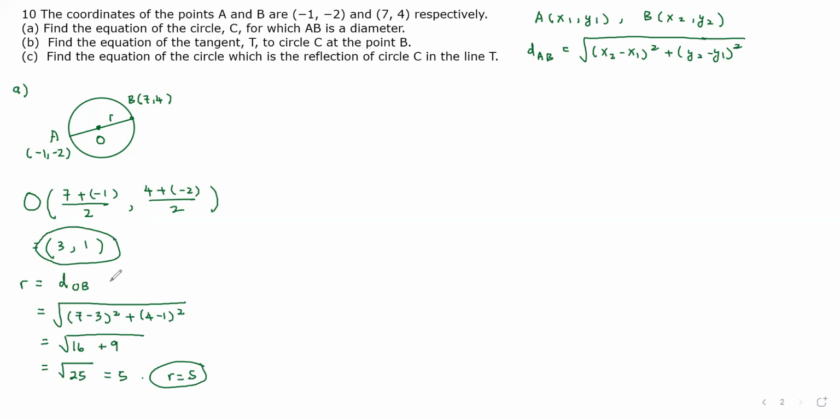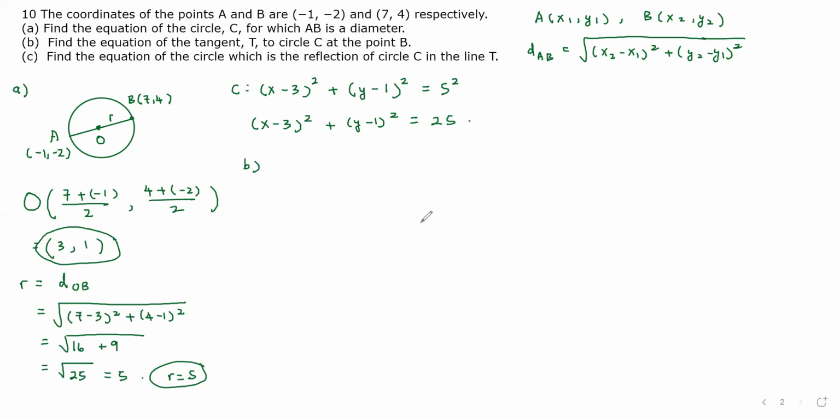And you also have the center here. This is the coordinates of the center. Then the equation of the circle is given by x minus the x coordinate of the center, square it, and then you have y minus the y coordinate of the center, square it, and that is 5 squared. So you can write this as the square of x minus 3 plus the square of y minus 1 equals 25. That gives you the equation of the circle.